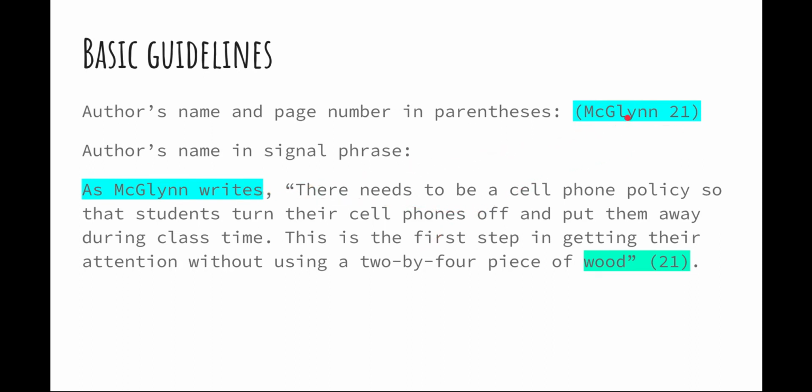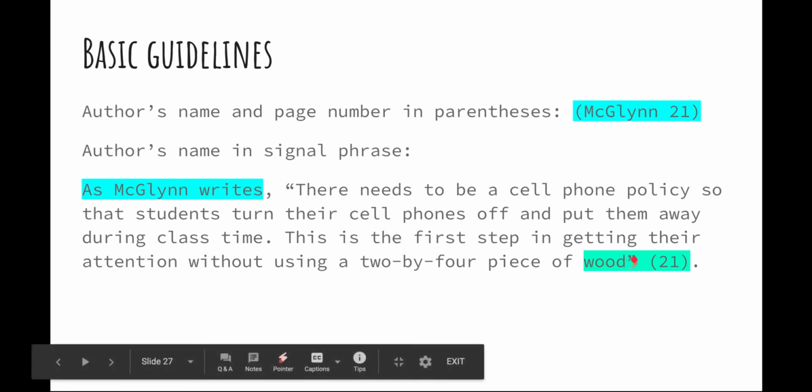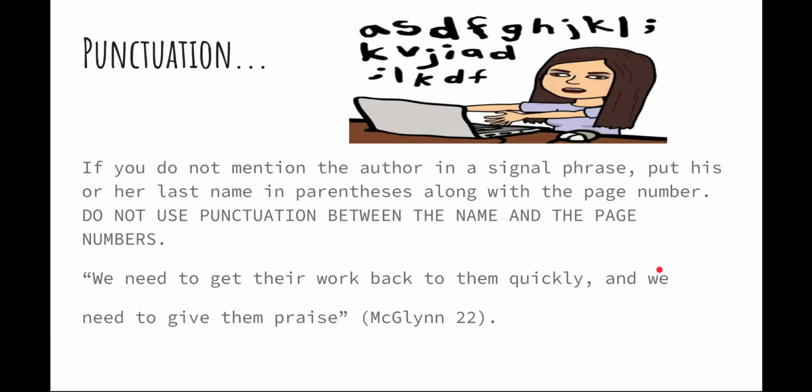You can put the author's name in your signal phrase at the beginning of your sentence. As McGlynn writes, there needs to be a cell phone policy so that students turn their cell phones off, blah, blah, blah. So I quoted those two things verbatim. Then I put my quotation marks, and then there's the page number. Since I put the author's name right up there, I don't have to put the author's name there again. I wouldn't mark it wrong if you did, but you don't have to.